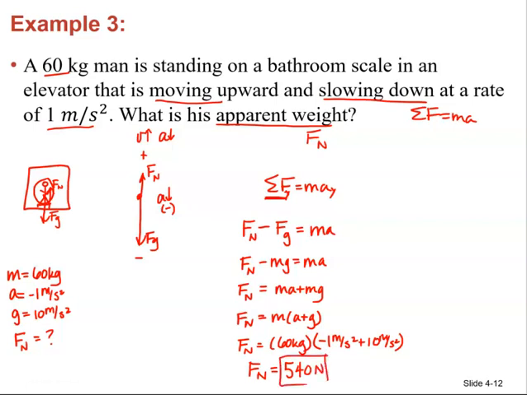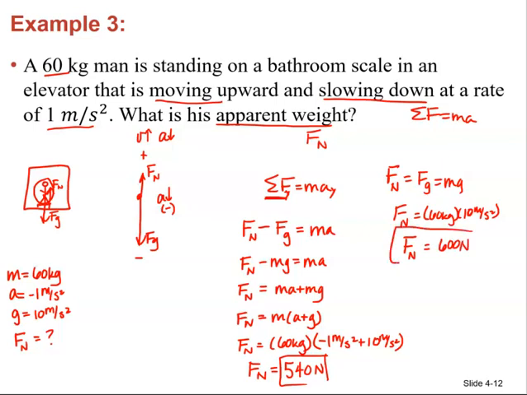Now, if he wasn't moving, if he was just standing on the scale and not moving, then the normal force would equal his weight force, which was mg. And so the normal force would equal the 60 kilograms times 10 meters per second squared. His weight, if he's not moving at all, would be 600 newtons. So here, with his apparent weight at only 540, he would feel like he weighs less. His apparent weight is less than his actual weight.